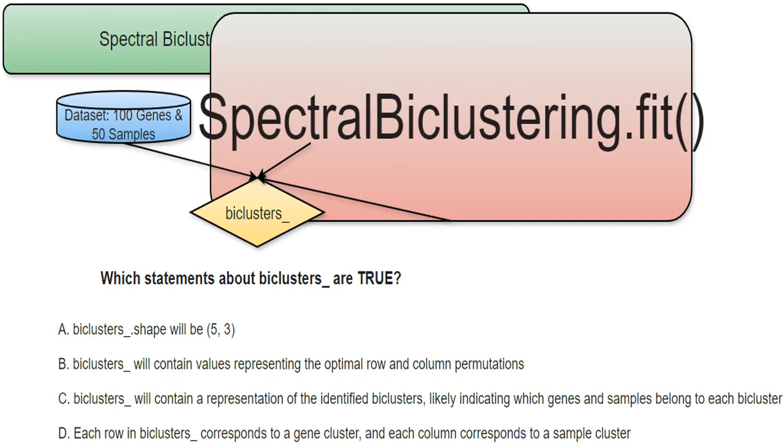This is the attribute that holds the results of my biclustering analysis. It contains the information about which genes and samples belong to each bicluster that the algorithm found.